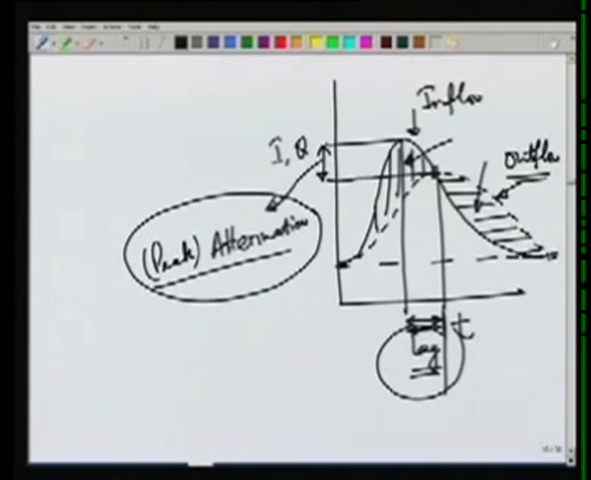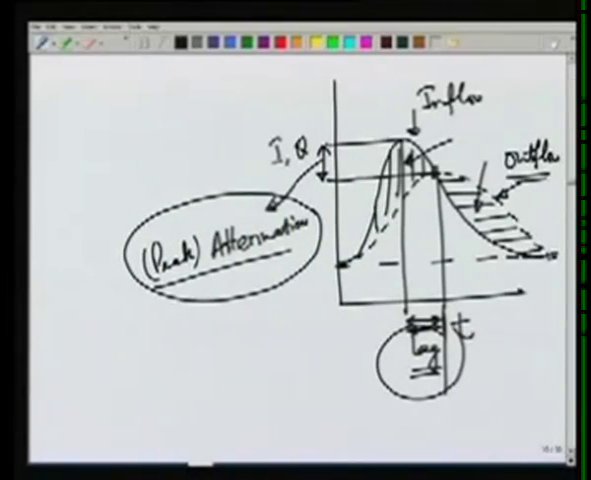So storage reservoirs thus serve these two important purposes, that they reduce the magnitude of the maximum flow or the peak, and they also lag the peak discharge by some time.